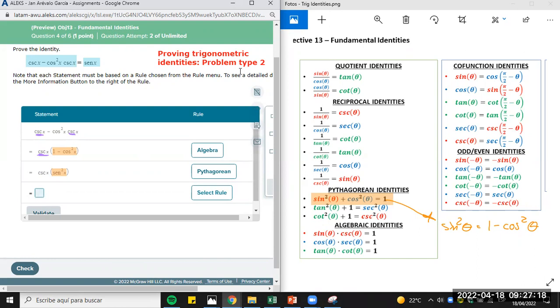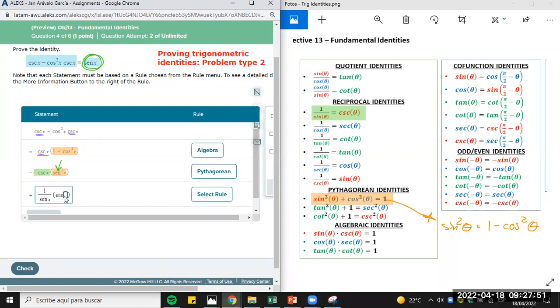Look at what you want. I always tell you this. Look at what you want. You want sine, so you already have sine, so maybe you can do something with the cosecant, because we don't want cosecant. Cosecant, do you remember, that is the reciprocal of sine? So that looks promising. Okay, so cosecant is 1 over sine.